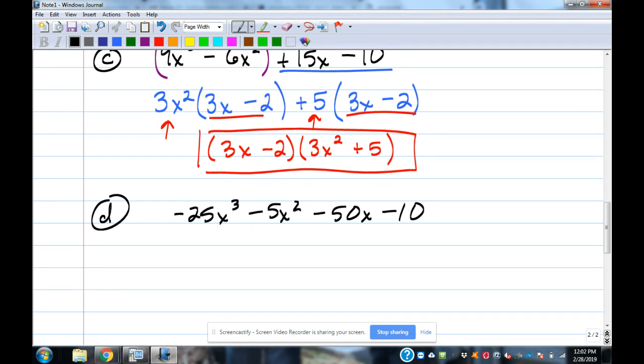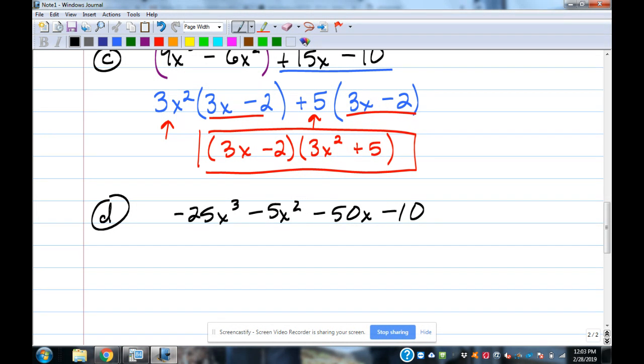Is it in descending order? Yes. What's the next thing I look for? A GCF across the entire problem. Before I group it, I have to look for that first, because that doesn't happen very often, but if it does, we've got to take care of it.